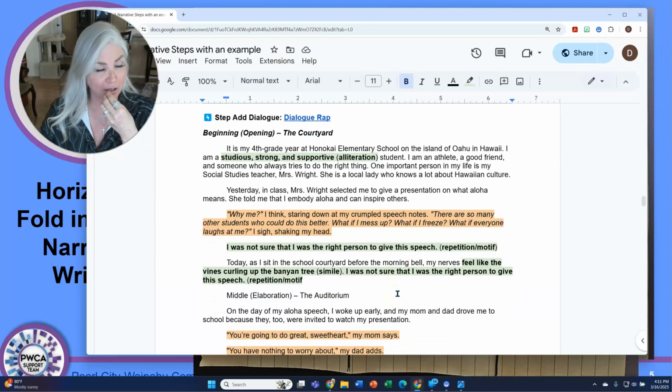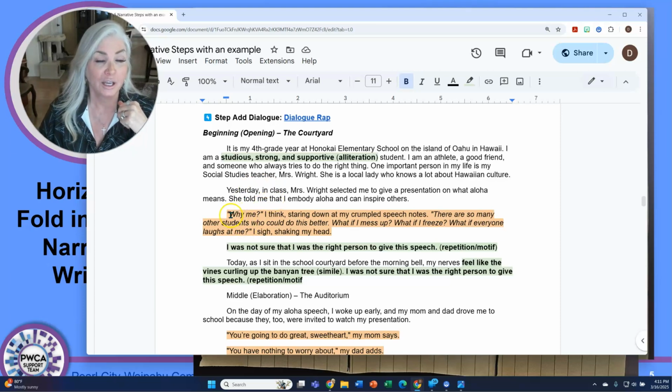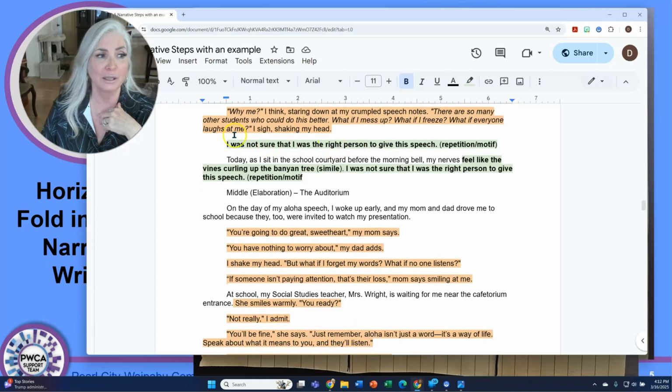Now we add some dialogue. In the first dialogue, so for the opening scene, the first dialogue could just be what you're thinking. And you're thinking, why me? I think, staring down at my crumpled speech. There are so many other students who could do this better. What if I mess up? What if I freeze? What if everyone laughs at me? I sigh, shaking my head.